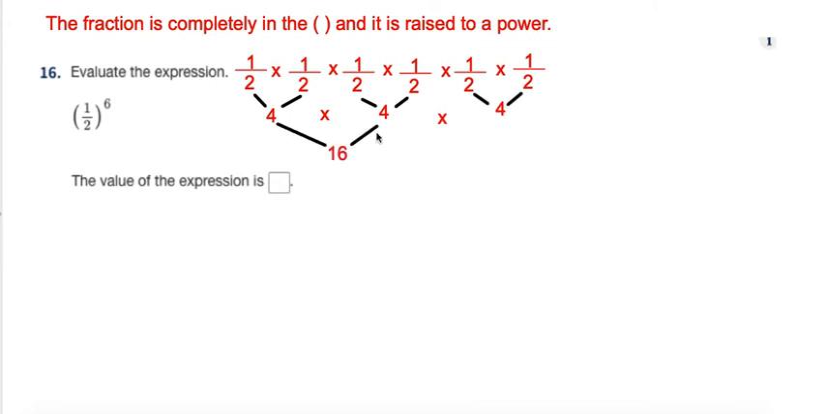4 times 4 is 16. And then I just have this 1 4 hanging out here by itself. 16 times 4 is 64. So now I know the denominator's value, and I can go ahead and write my fraction. The value of the quantity 1/2 raised to the 6th power is 1/64. Do you see how that works? Numerators times numerators, denominators times denominators. I'm not really sure how this would work on the calculator that Big Ideas gives you, but you could do the numerator part first, and then the denominator part to find your answer. That's a perfectly legitimate way to solve that.